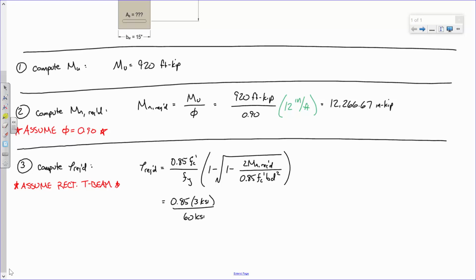And so I'm going to go through this a little fast because we've done this before. Okay, so that's 3 ksi. What was b? And what was d? Remember, that's squared.